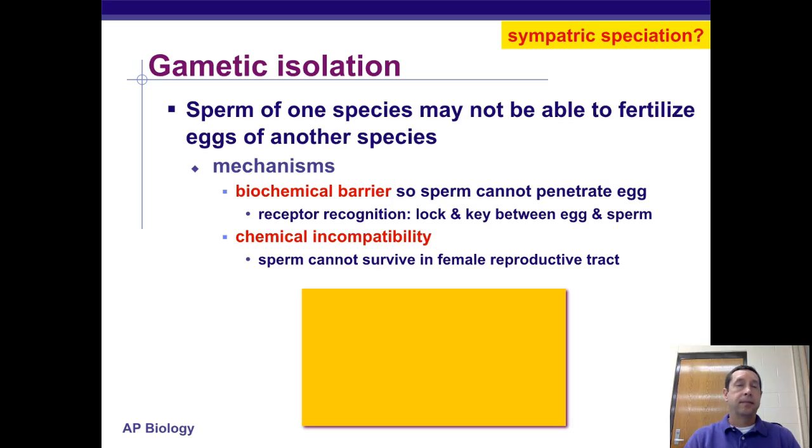Gametic isolation. Sperm of one species may not be able to fertilize the eggs of another. Oftentimes there's a process where the egg has receptors that bind with the sperm, but only of the right species. So this is a kind of biochemical or chemical incompatibility where the sperm can't survive in that female reproductive tract.